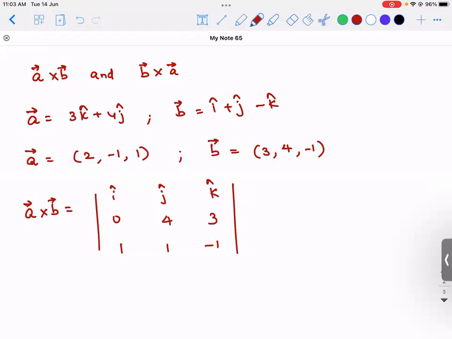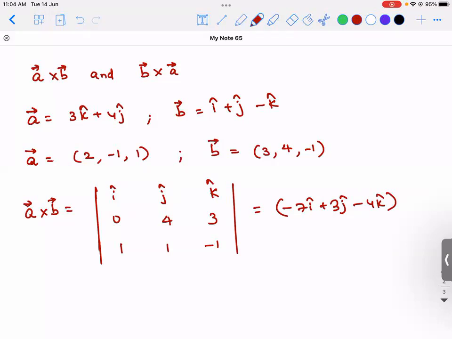Are you fine? 7i cap plus 3j cap minus 4k cap. Okay. Is that what the answer is also given there?